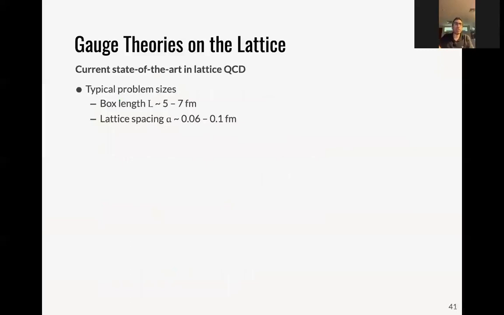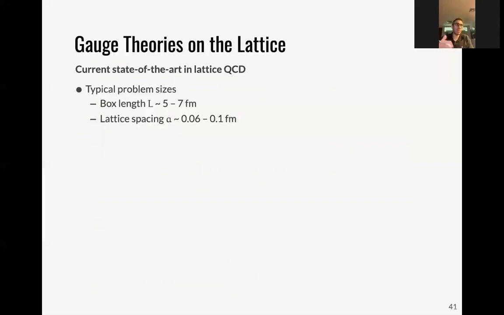So just to understand a bit where the current state of the art lies in terms of simulation. I talked about the freedom of choice that we have, the volume, the lattice spacing, and the quark masses. So maybe it's good to give some ballpark quotes of what typical modern day simulations look like.